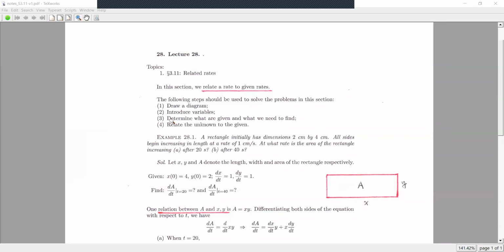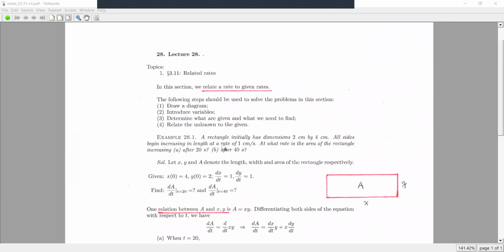Step 3, determine what is given and what we need to find. Initially, the dimensions of the rectangle are 2 by 4. In other words, when time is 0, x is 4 and y is 2. All sides begin increasing in length at a rate of 1 cm per second.